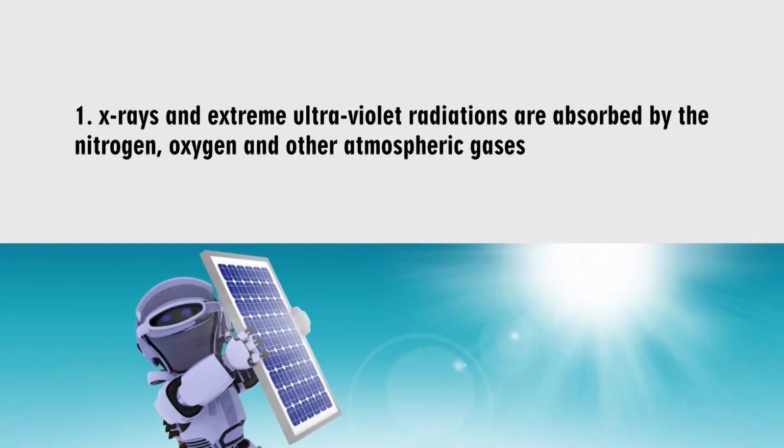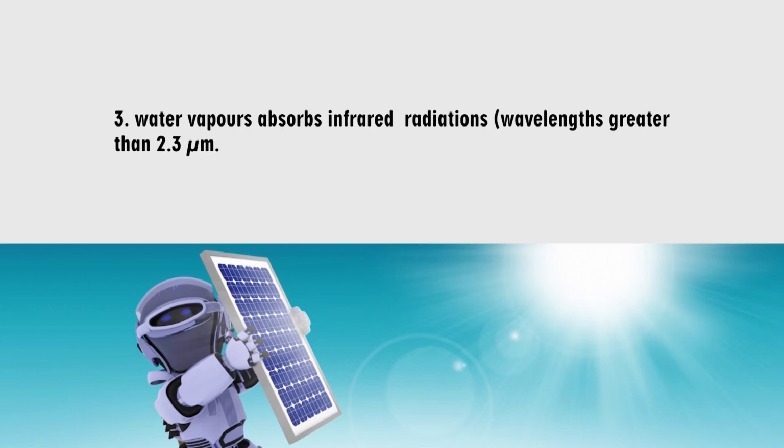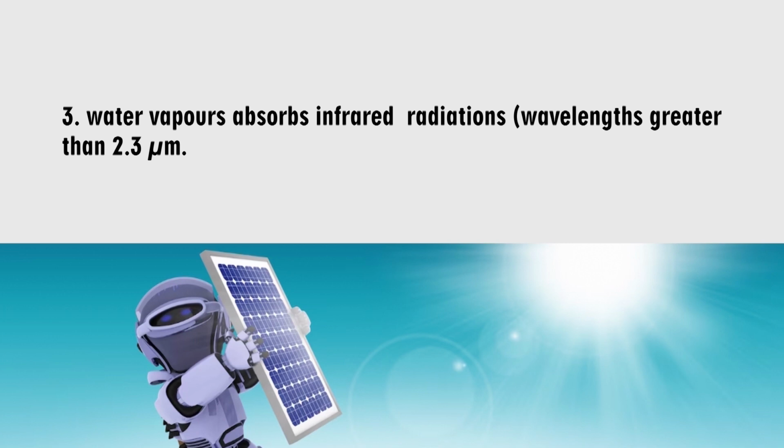Just remember that X-ray and extreme ultraviolet radiation are absorbed by nitrogen, oxygen and other atmospheric gases. Second point that you have to remember is that ozone absorbs ultraviolet radiation with wavelength less than 0.4 micrometer. Third point that you have to remember is that water vapor absorbs infrared radiation. What is this infrared radiation? That which has wavelength greater than 2.3 micrometer.